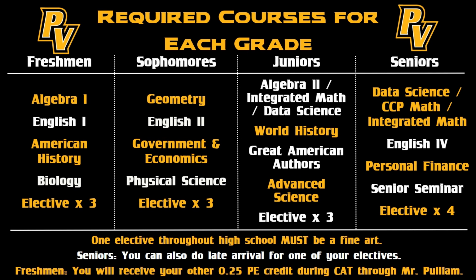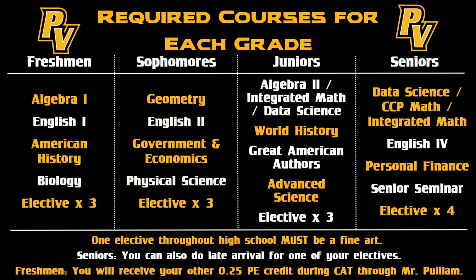Juniors, you need to either take Algebra 2, Integrated Math, or Data Science as a math class, World History, Great American Authors, and an Advanced Science. And then seniors, you have to take Data Science, CCP Math, or Integrated Math, depending on what you took the year before, a 4th English, Personal Finance, and Senior Seminar. And a reminder that one elective throughout high school must be a fine art. Seniors, you can also do late arrival for one of your electives, or you can choose to do work study, which I'll talk a little bit more about later.